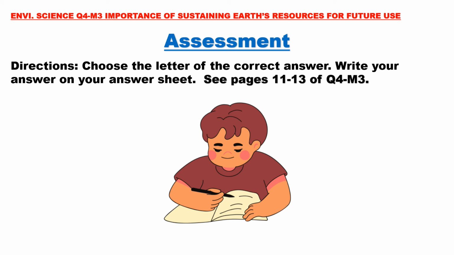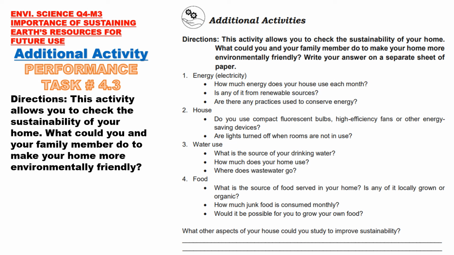Assessment. Choose the letter of the correct answer. Write your answer on your answer sheet. See pages 11 to 13 of Quarter 4, Module 3. Additional activity. Performance task number 4.3. This activity allows you to check the sustainability of your home. What could you and your family members do to make your home more environmentally friendly?